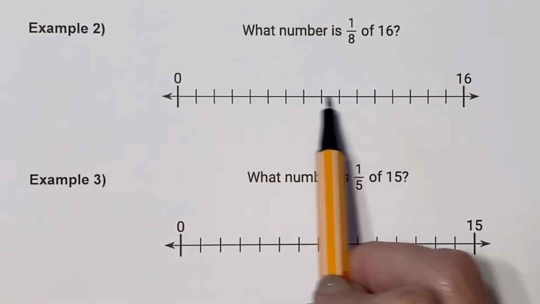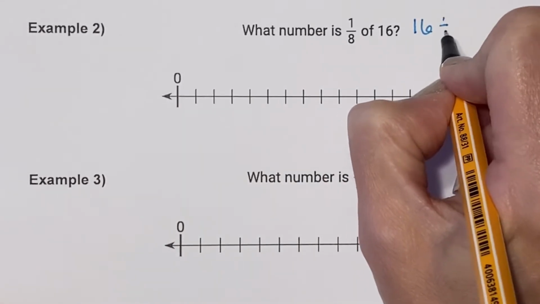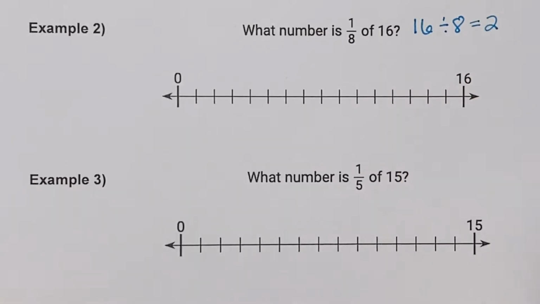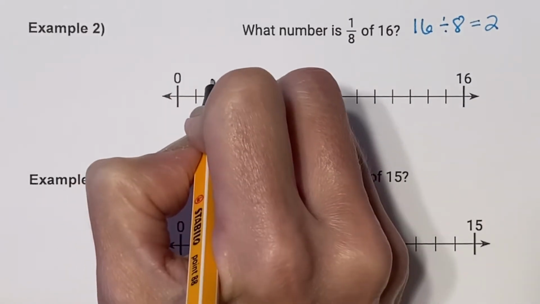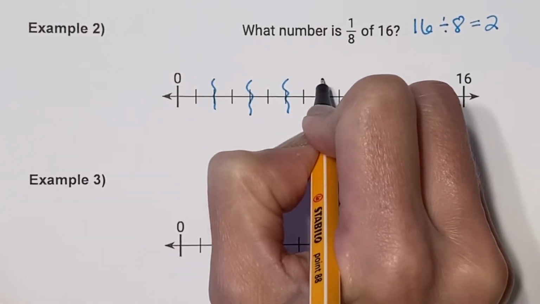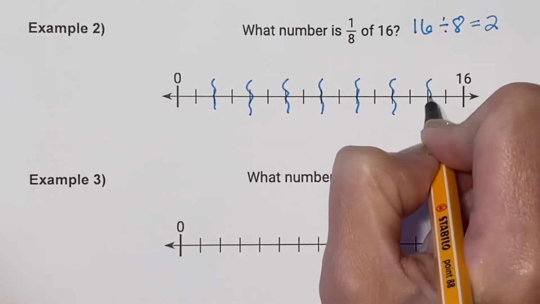So I have 0 all the way through 16. I'm taking 16 and I'm dividing it into 8 equal pieces. Each piece is going to be 2 units long. And how would that look? Well, here's 1, 2, 1, 2, 1, 2, 1, 2, 1, 2, 1, 2, 1, 2, and 1, 2.